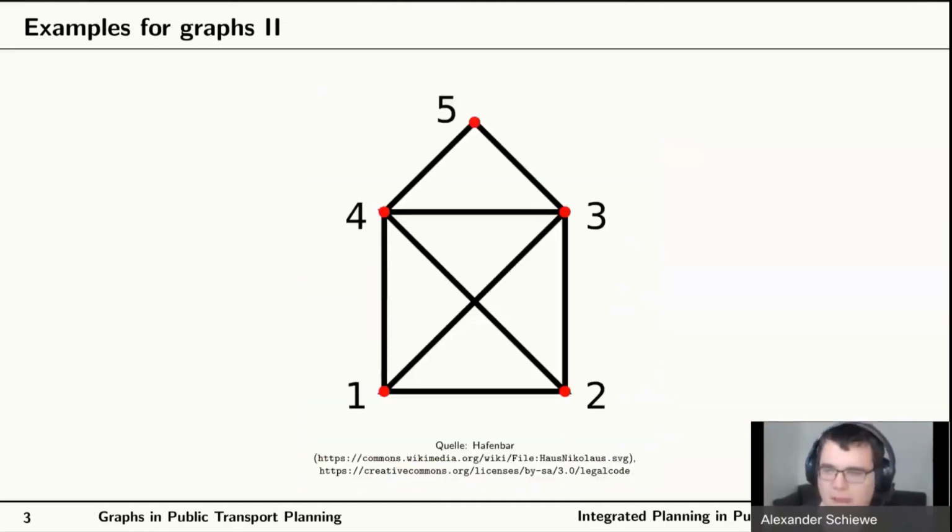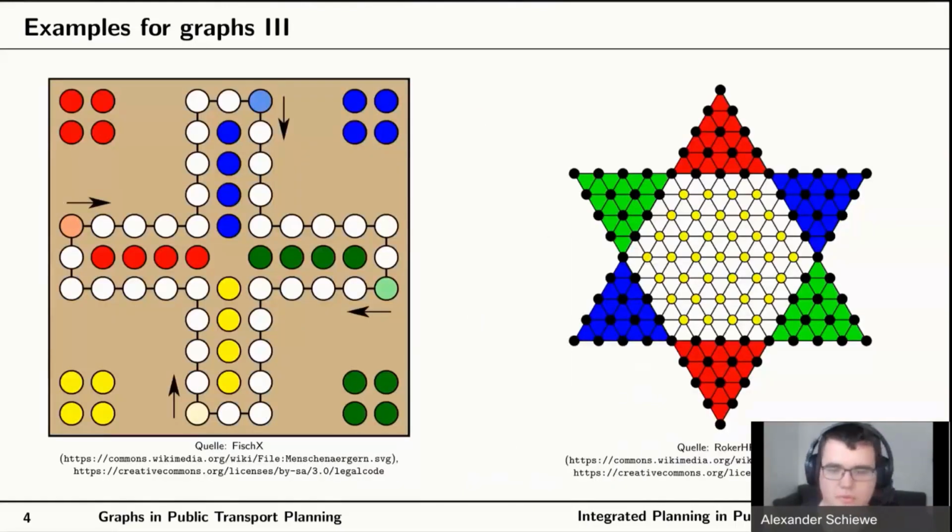Another thing are games, so just drawing by numbers or stuff like that. These are graphs. We just have nodes and edges between them. Most board games can be interpreted as graphs as well. These are just different things where you can see graphs in your daily work and in the world where you live.